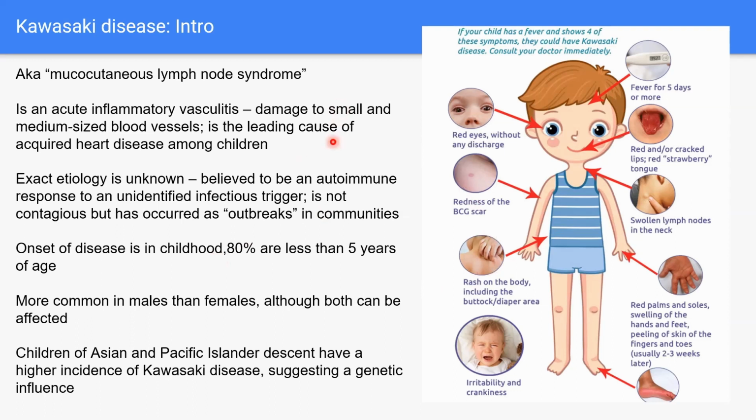And so here are some of the symptoms that we saw in our patient. It's the red eyes without any discharge, right? No infection, they're just red. Importantly, a fever for 5 days or more, strawberry tongue, often having a swollen lymph node in the neck, swelling of the hands and the feet, and the redness of them, the rash, and then just irritability and crankiness.